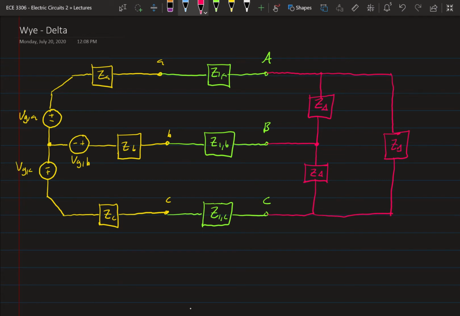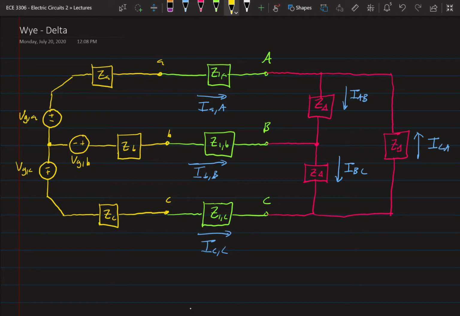Let's go ahead and figure out some of our parameters. Just like before, we have a current on each of the lines, a line current. That's IAA, IB, comma, capital B, IC, comma, capital C. But then we also have a current flowing down from the A node to the B node. We'll call this IAB. Current flowing, we'll call it IBC. And then current ICA.